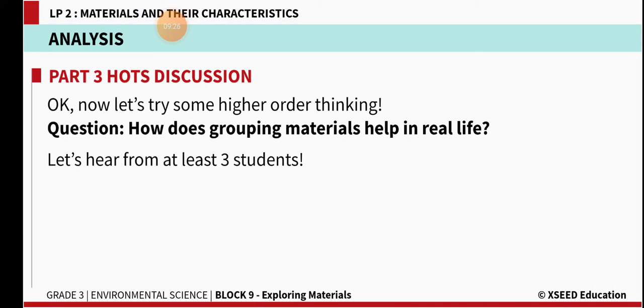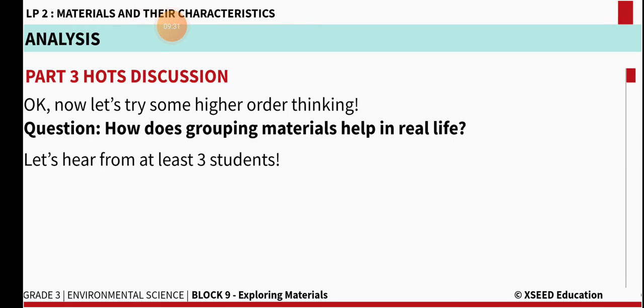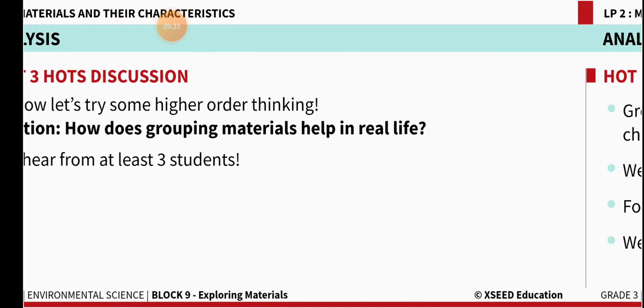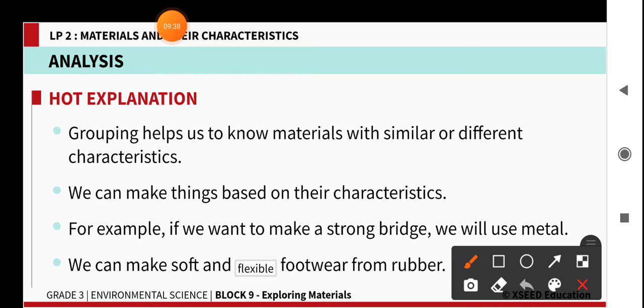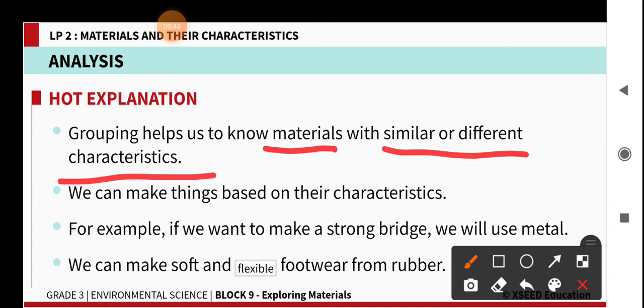And now, how does grouping materials help in real life? Just now I told you, grouping materials helps us in real life to group the things. This grouping will help us to know the materials with similar or different characters. Which materials have the same characters, which have different characters, and we can make things based on their characters. So based on the soft and hard nature, we can sort out and we can make different things.